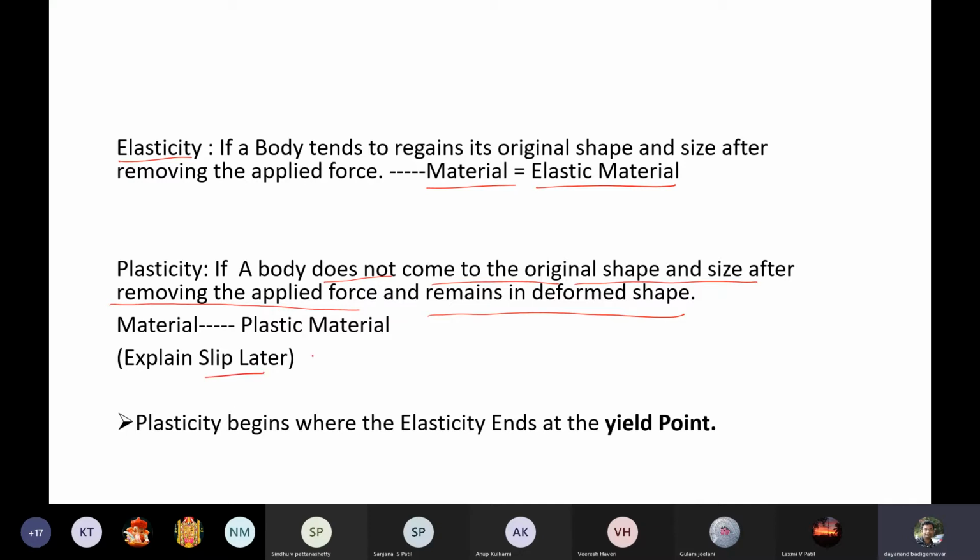Why does plasticity happen? Now look here, plasticity begins when the elasticity property ends at the yield point. Here it is occurring because of the slip that is taking place. I'll tell you why there is plasticity.